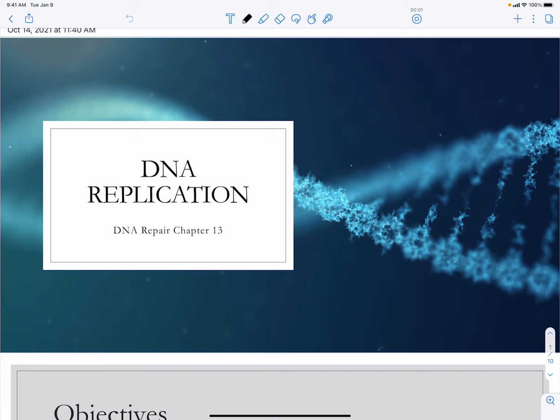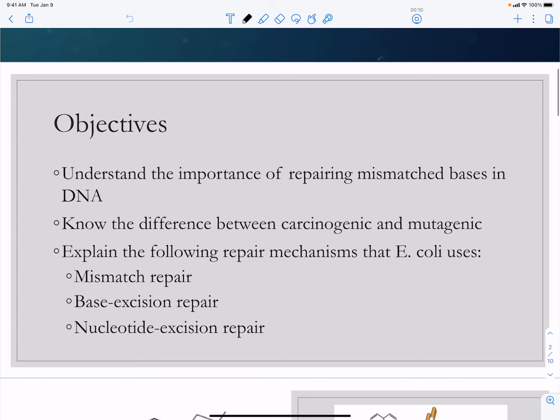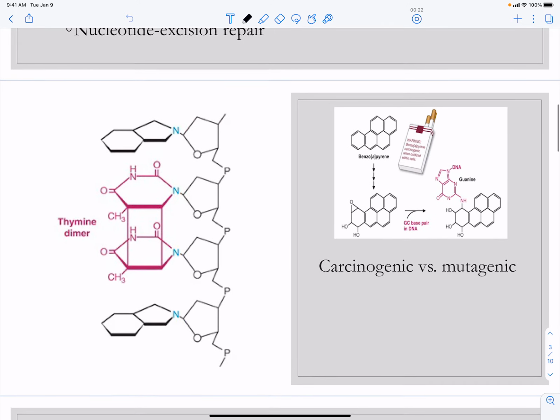Okay, so our next topic with respect to DNA replication has to do with DNA repair. And so we're going to understand what repairs are and the importance between carcinogenic and mutagenic, and actually go through three different types of repair mechanisms that are well characterized. So the first thing to understand is what is carcinogenic and what is a mutant.